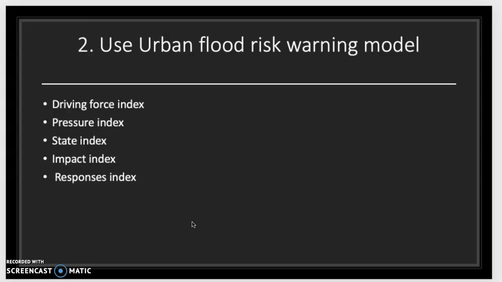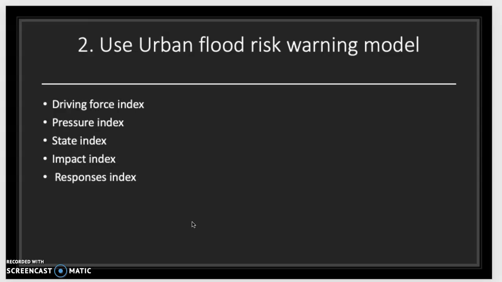It requires 5 indices: the driving force index, process index, state index, impact index, and response index. Driving force is the impetus of urban flooding, and the process index in this paper is defined as the water level in a river channel that affects the urban water flow to nearby water channels. State index is the flood depth, and the impact index means the result of the emergency caused by urban flooding. It is not easy to measure.